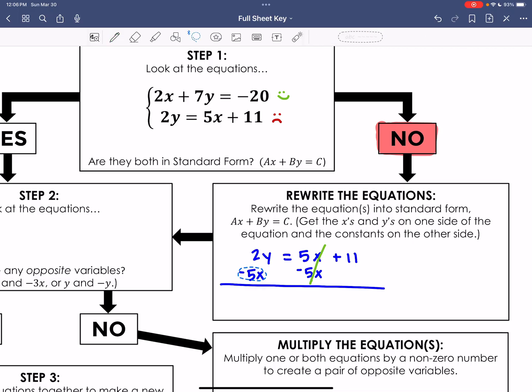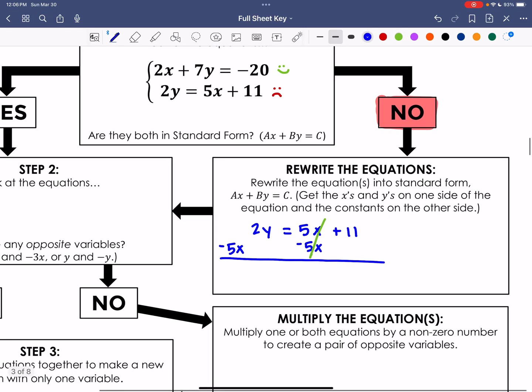And then if you want to show your work extra nice, you could even have your 5x over there on the side to show that it's a separate term from the 2y's, like they're not like terms. So when you do this, this ends up giving us -5x plus the 2y's that were already there equals 11.